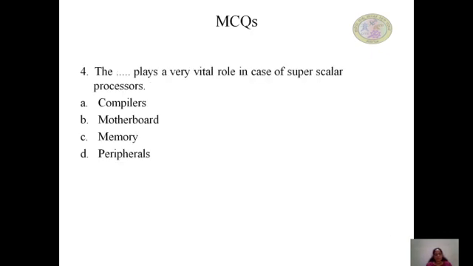The next question: the dash plays a very vital role in the case of superscalar processors. Option A, compilers, option B, motherboard, option C, memory, and option D, peripherals. So the compiler plays a very vital role in the case of superscalar processors. So the answer is option A.